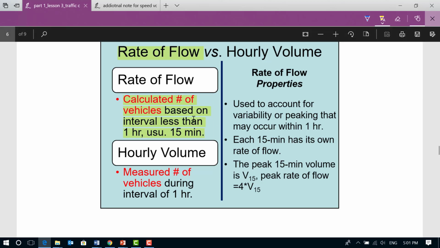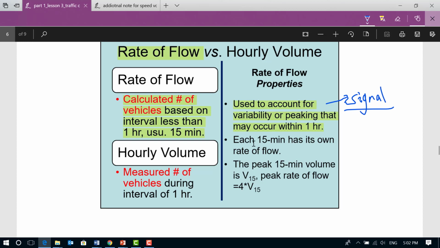You might wonder, if we have the hourly volume, why do we need to consider the rate of flow based on time intervals less than 1 hour? Because we have to consider the variability or peaking that may occur within 1 hour, especially for signal design. If you give me a 1-hour volume, that doesn't help our design that much. So we prefer smaller time intervals, usually 15 minutes.